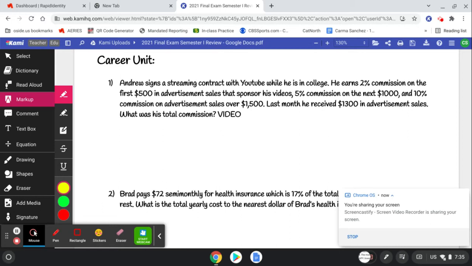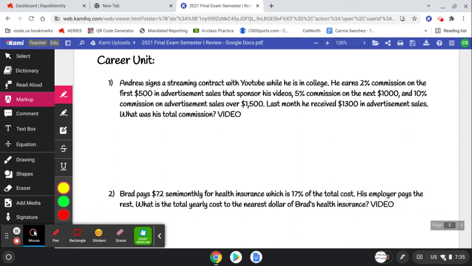All right, now we're on the third and final unit, the career unit. And let's look at number 1. Andrew signs a streaming contract with YouTube while he's in college. He earns 2% commission on the first $500 in advertisement sales that sponsors videos, and then 5% commission on the next $1,000 and 10% commission on advertisement sales over $1,500. Last month, he received $1,300 in advertisement sales. What was his total commission?